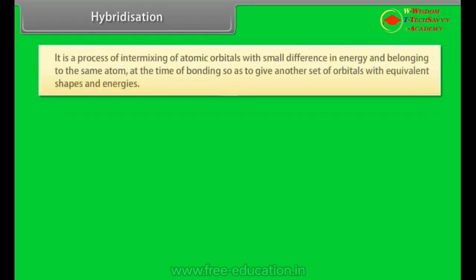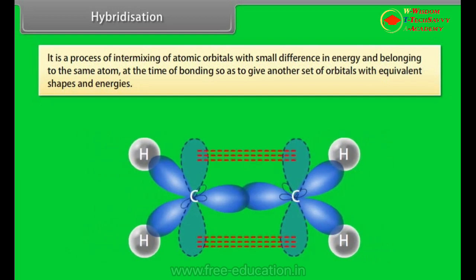Hybridization. It is a process of intermixing of atomic orbitals with small difference in energy and belonging to the same atom, at the same time of bonding, so as to give another set of orbitals with equivalent shapes and energies.